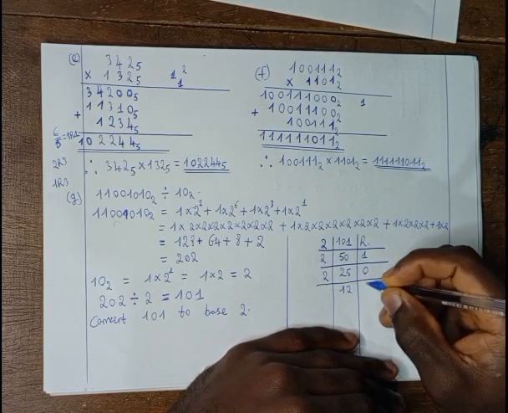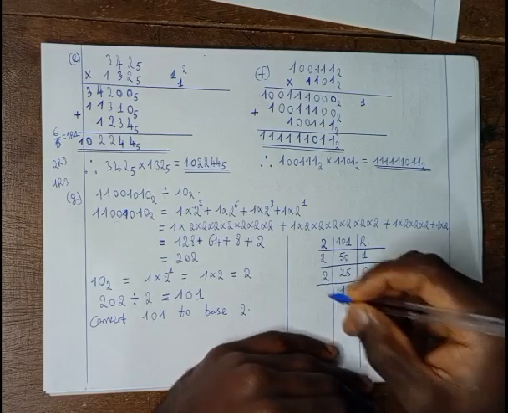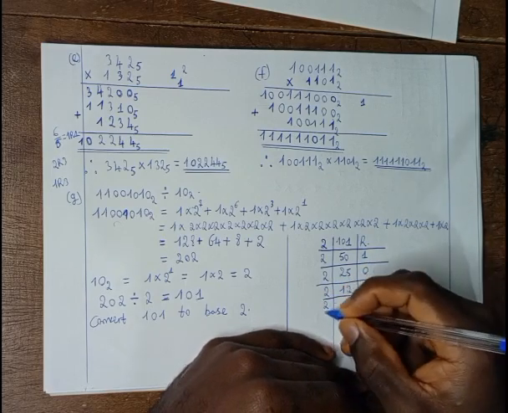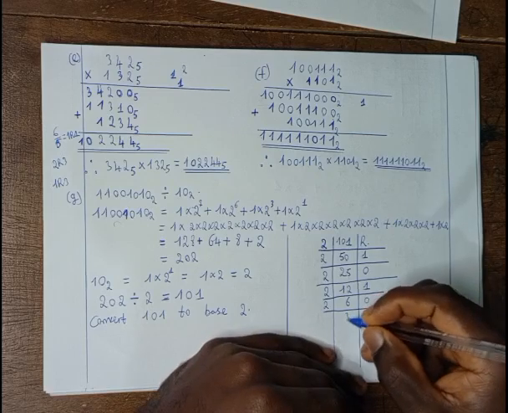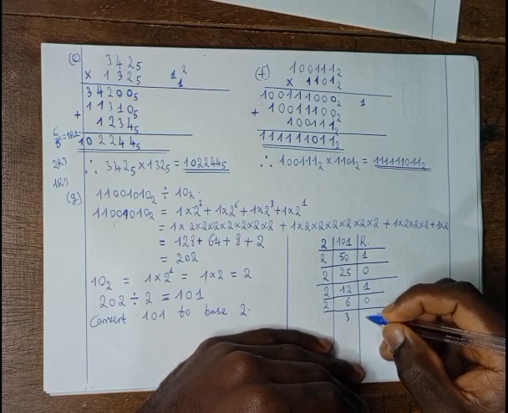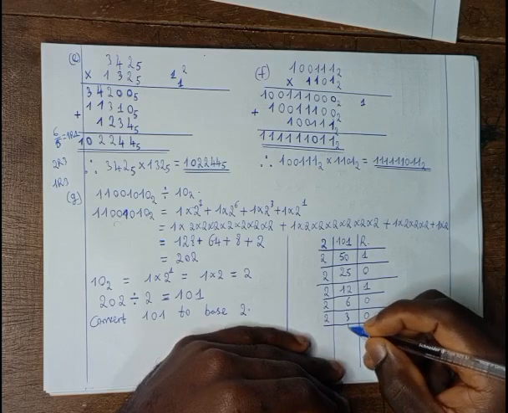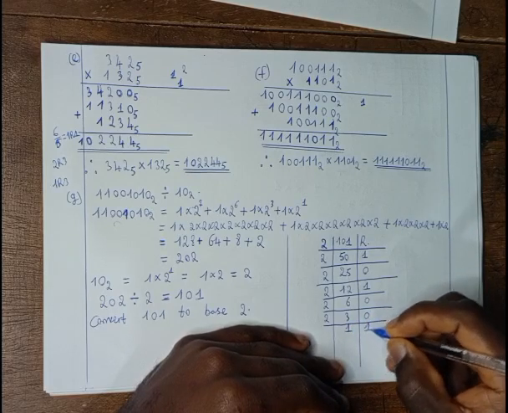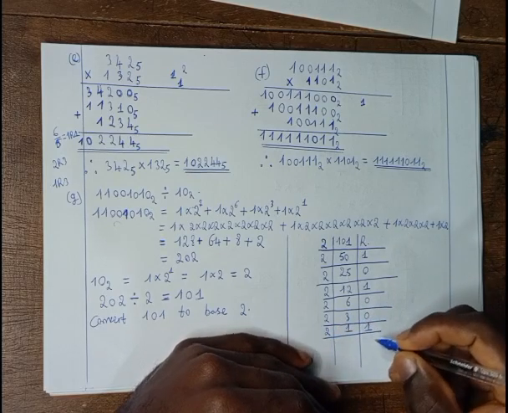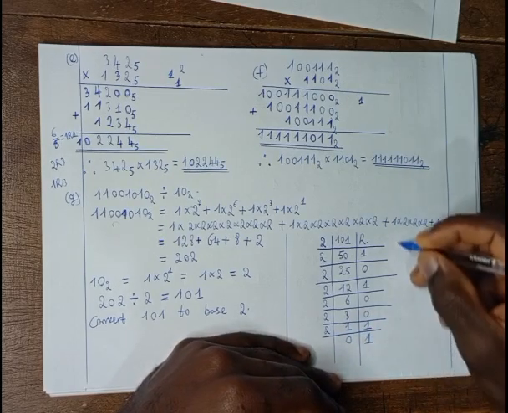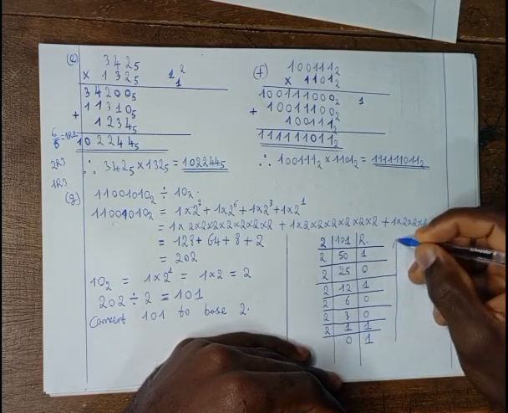12, remainder 1. We divide 12 by 2, it gives us 6, remainder 0. We divide 6 by 2, it gives us 3, remainder 0. We divide 3 by 2, it gives us 1, remainder 1. Divide 1 by 2, the whole number part will simply be 0 and the remainder 1. We copy from bottom to top.